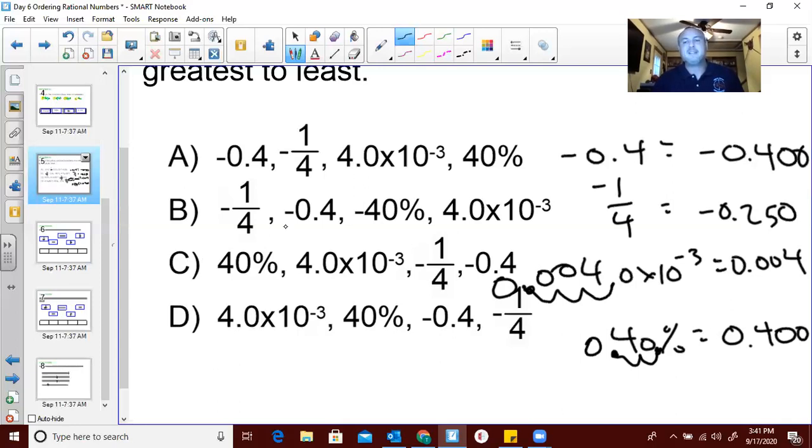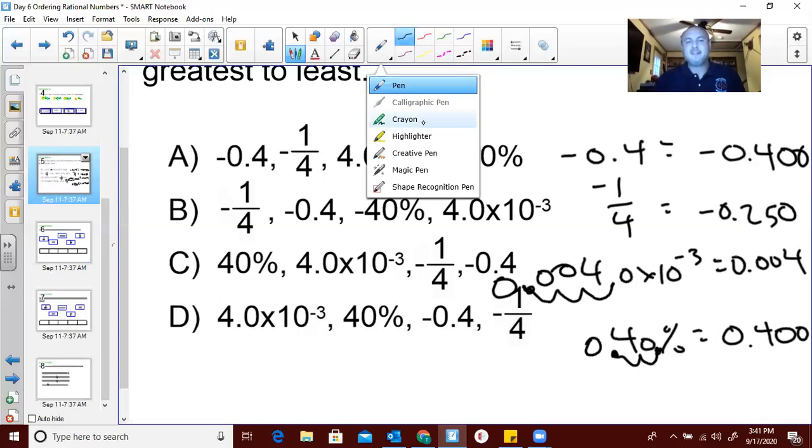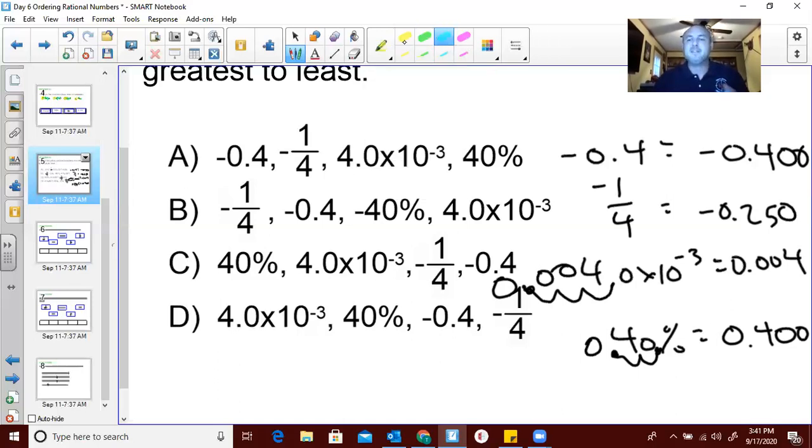So I'm going from greatest to least. Again, I notice immediately that 2 of these numbers are positive and 2 of these numbers are negative. So the first thing I'm going to do, if I'm going from greatest to least, is start with these positive numbers. They both have a 0, decimal, now we have a 4 and a 0. I know 40% is bigger than my scientific number of 4.0 times 10 to the negative 3. So 40% is going to be my first number.